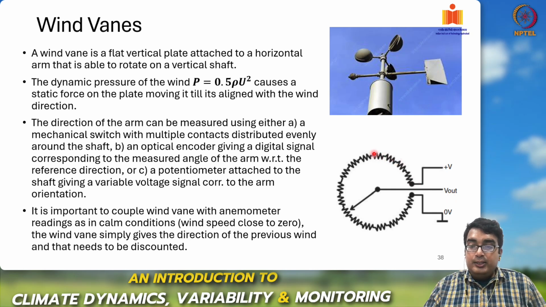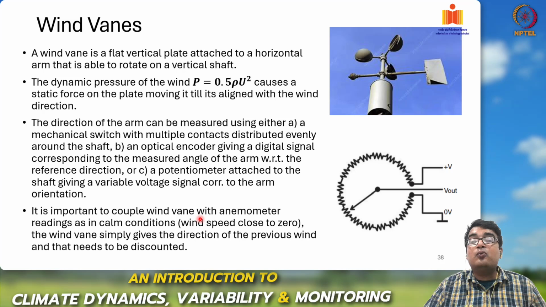So here the total distance the current travels is up to this point, then it moves here and goes out here. If this arrow moves further, then the electrical signal will move further downwards, and hence the signal will change, right? The voltage signal will change as there are more resistances on the way for a fixed current. And this gives an idea of the direction in which the wind vane is oriented.